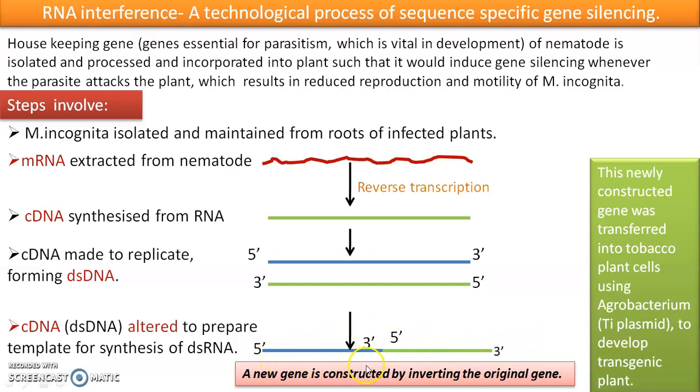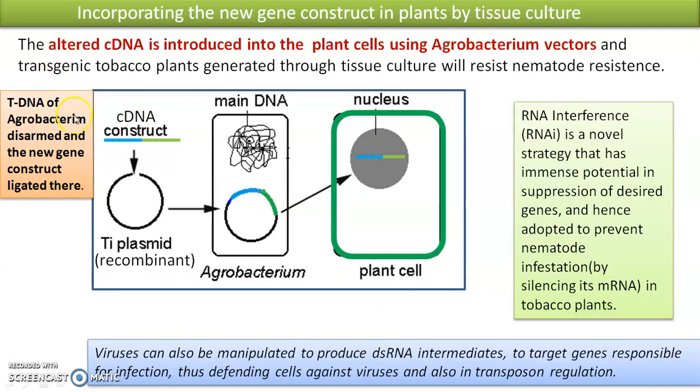Now this construct is allowed to get incorporated into the plant cells which we want to alter. We are going to develop a transgenic plant. So what are you using as a vector? You are using agrobacterium. We have done Ti plasmids, the nature of infecting plant cells. So we are using agrobacterium to allow the transfer of this DNA into the plant cell. How? This altered cDNA is introduced into the plant cell by using the Ti plasmid of agrobacterium.